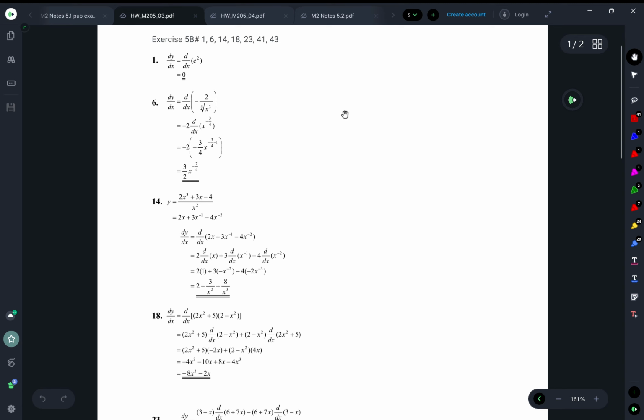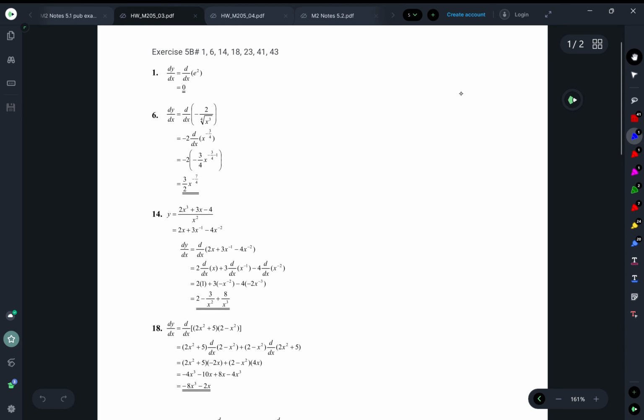The mistakes are: question 1, dy/dx is equal to 0. Although this function looks like a power function, it's not. It's a constant function. You should only use the constant rule.